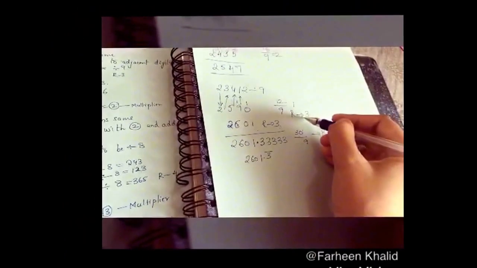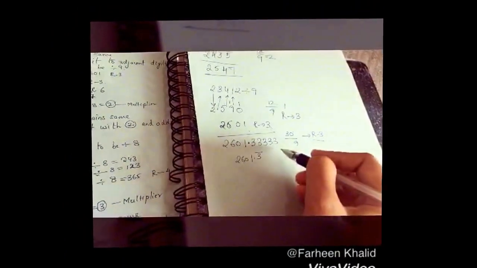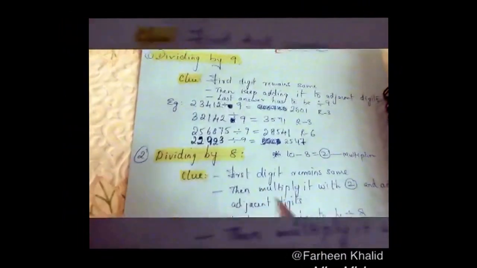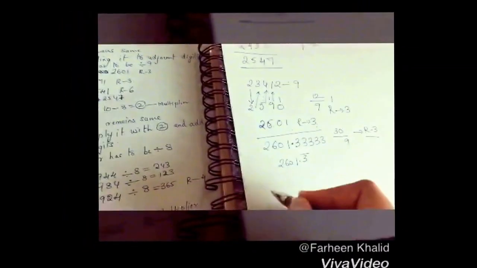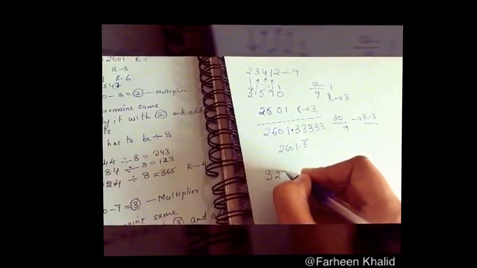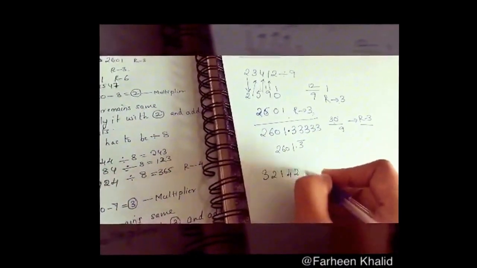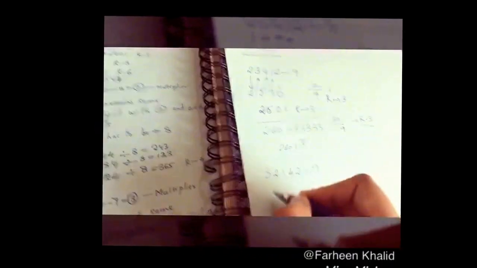Okay, so that's how you do this. You can stop here if you want to, and if you want to put a decimal and go ahead, you can do that as well. Let's take one last example: 32142 divided by 9. So what do we do here?